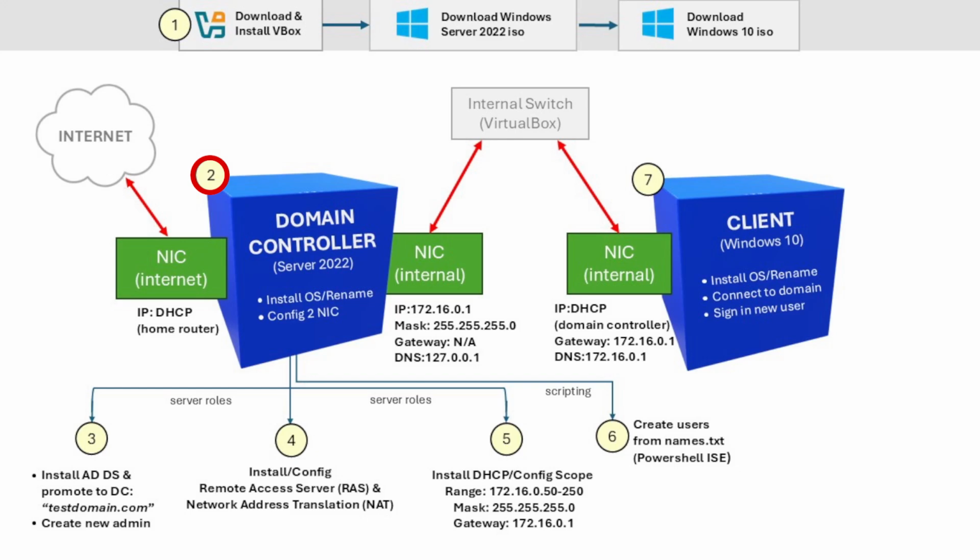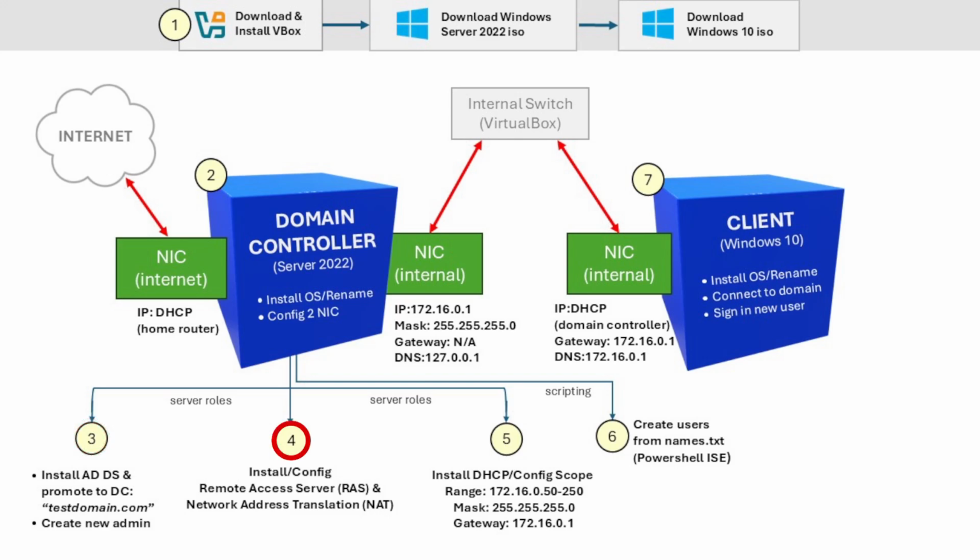We'll install the OS, rename the machine, and configure 2 network adapters, one for the internet and one for the internal network. After that, we jump to number 3, install Active Directory services and promote to domain controller. We'll be using this domain name, testdomain.com, and then we'll be creating a new administrator account.